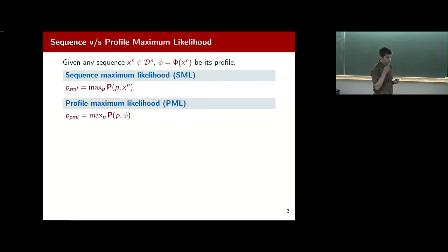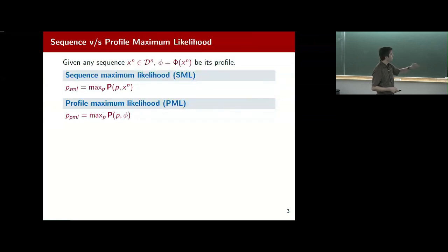Profile maximum likelihood says, give me an underlying distribution that maximizes the probability of this particular profile. So we defined previously what the profile probability is and what the sequence probability is. This says maximize over all P this expression. We defined the objective function in the previous slide, now we're defining the optimization problem.